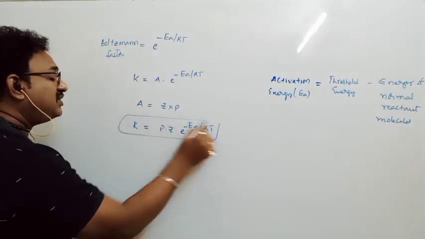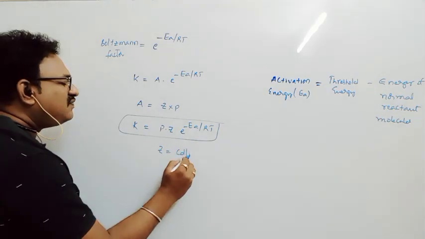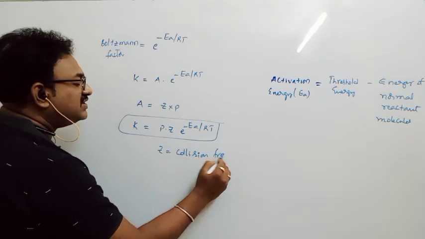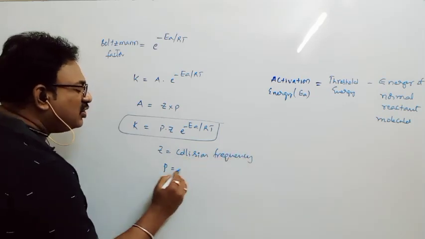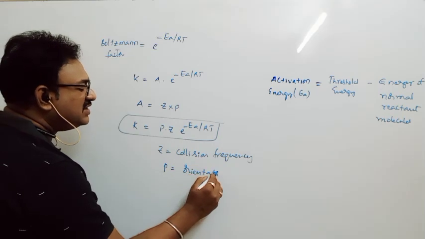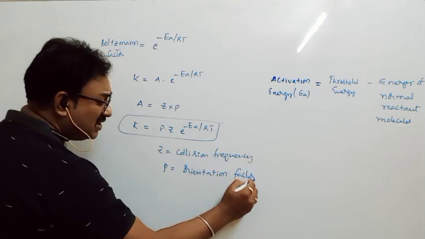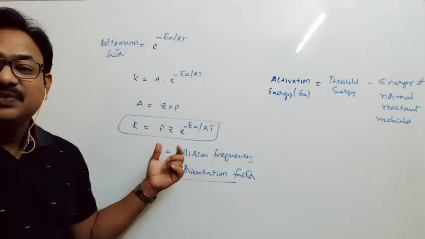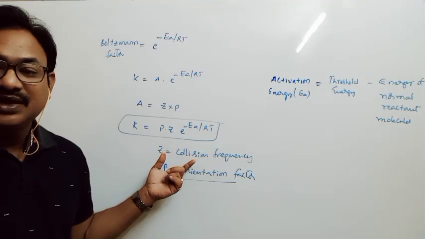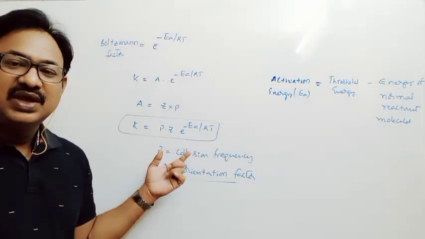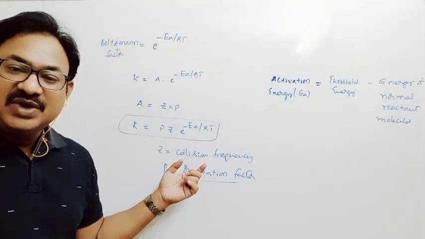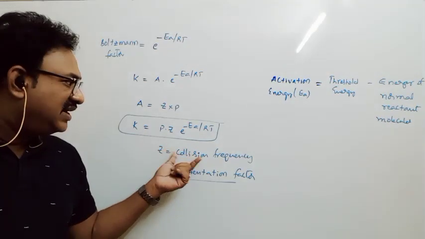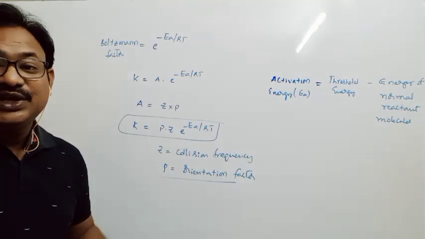This is the Arrhenius equation, where Z is considered to be collision frequency and P is the orientation factor. इसके बारे में बताएंगे. First, collision frequency क्या होता है? The number of active collisions per unit volume of reactants per unit time is considered to be collision frequency. So Z indicates collision frequency, and P is the orientation factor.